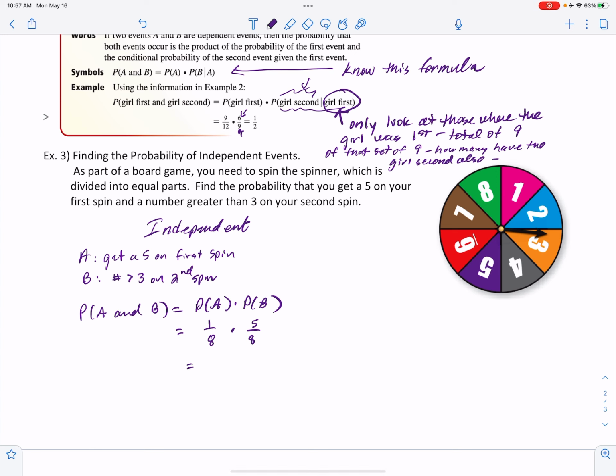And so we get 5 out of 64, which is about 0.078, or about 7.8%.